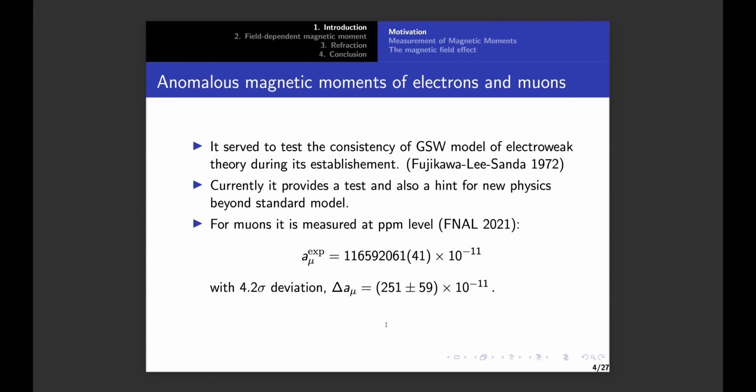For instance, for the muon, last year in April, the Fermilab muon collaboration published their first result, showing that their result is consistent with the previous BNL result. And combining these two experiments, they obtained a 4.2 sigma deviation between theory and experiment. So it might be a hint for new physics.